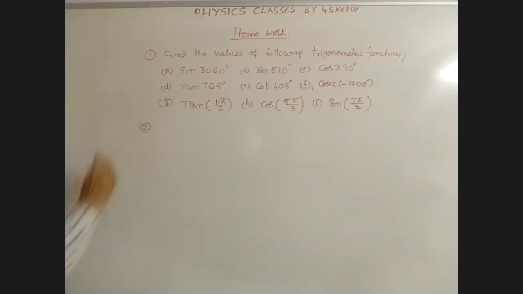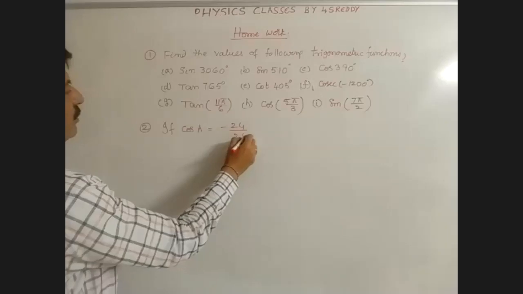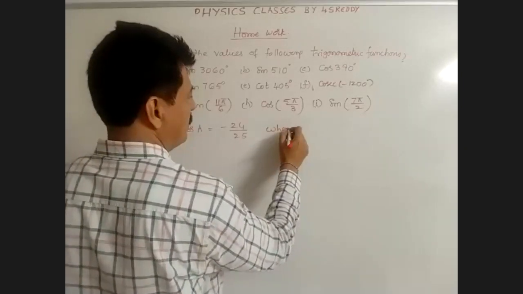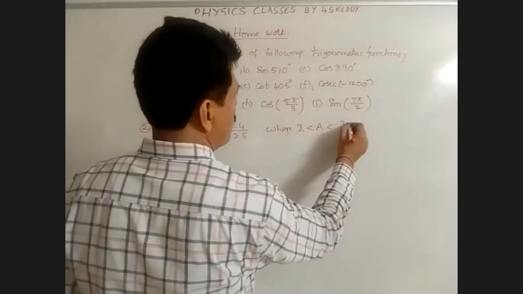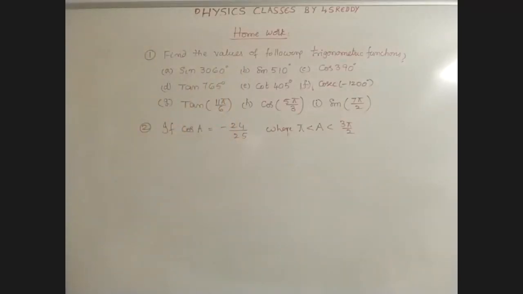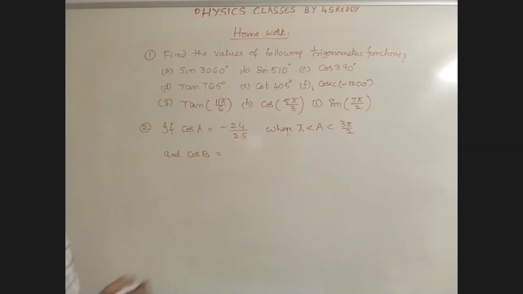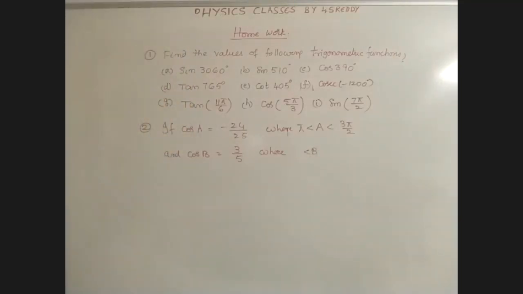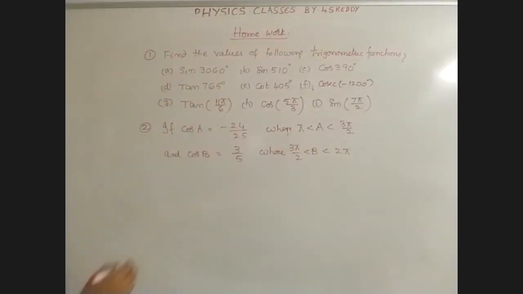This one and the second one. If cos A is equal to minus 24 by 25, where A is greater than pi and less than 3 pi by 2, and sin B is equal to minus 3 by 5, where B is greater than 3 pi by 2 and less than 2 pi, then find the values.